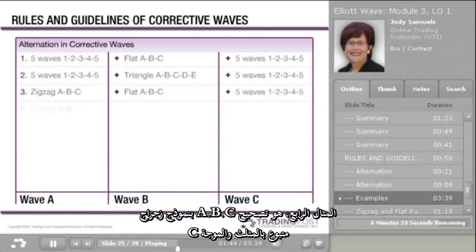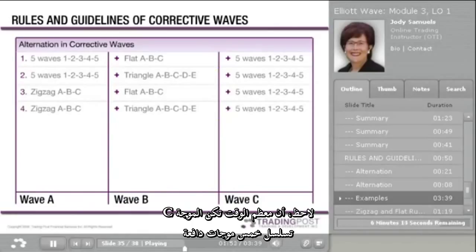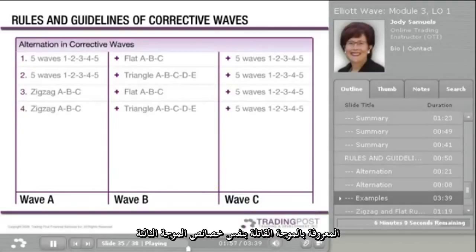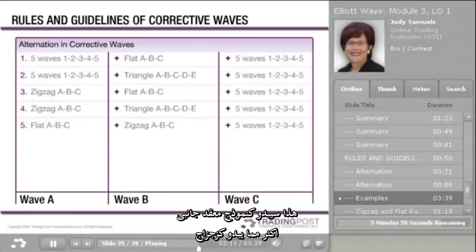Example 4 is an ABC correction with a zigzag followed by a triangle followed by a wave C. Notice that most of the time the wave C is a 5-wave impulse wave known as the killer wave with the same characteristics as wave 3. Example 5 begins with a flat ABC pattern followed by a zigzag followed by a wave C. This would look like a complex sideways pattern rather than a zigzag.